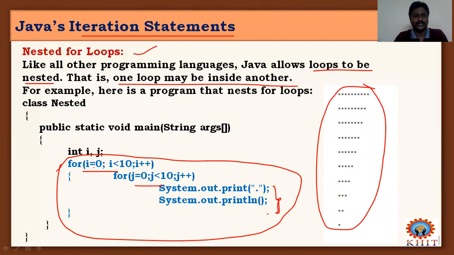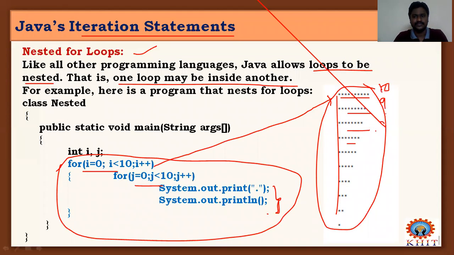So i equal to 0, i less than 10. What it means is, first it goes for the rows value. How many rows does it give? 10 rows. And how many columns does it take? First row 10, next row 9, next row 8, next row 7, like that. Here 10 dots will be displayed, and here 9 dots, 8 dots, and so on down to 1 dot. So like this it displays the nested for loop statements.